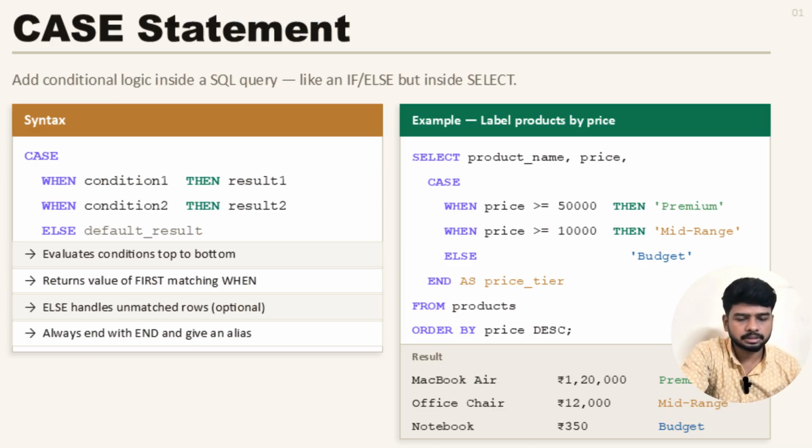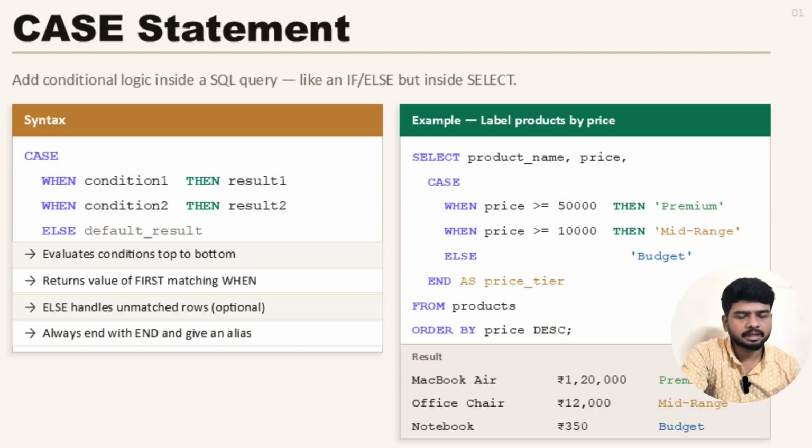If you see here, we are labeling the products. If the price is above 50,000, it is premium. If above 10,000, it is mid-range, and everything else will be budget, right? So just look at the result. MacBook Air, as you know, is premium. Office chair is mid-range and notebook is budget. It's clean, readable, exactly what we want.